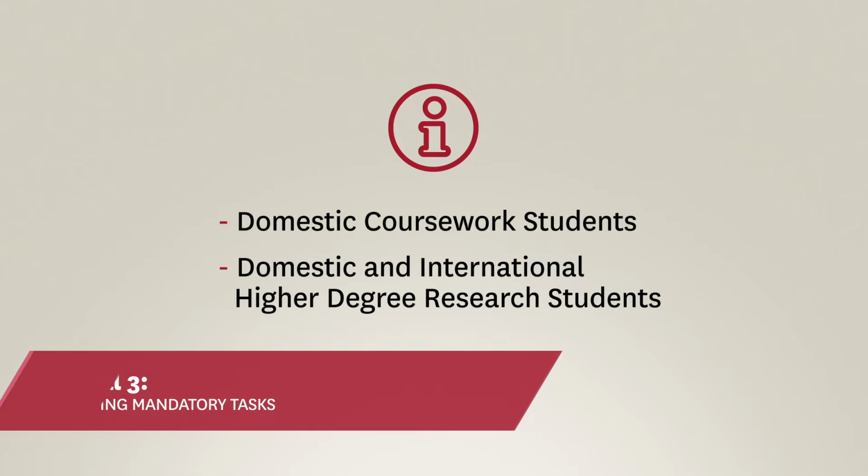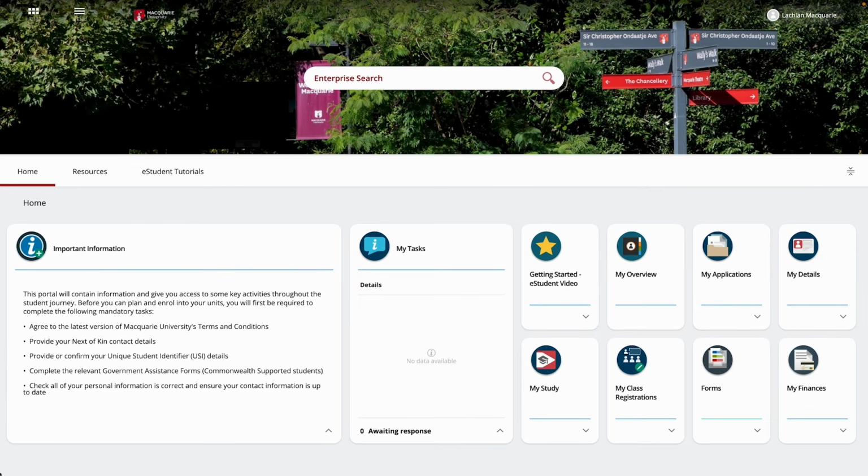So, if you are an international student or have already completed this step, head over to Tutorial 3, Completing Mandatory Tasks. Once logged into eStudent, this is your home page. To accept your offer, click on the My Applications tile.